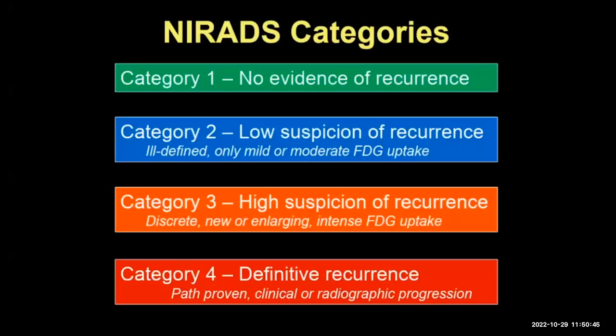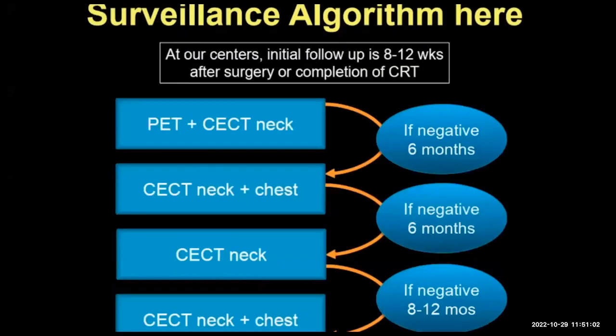Coming to the post-operative imaging, I request you to use a standardized way of reporting the post-operative cases, and in my clinic, I use NIRADS. The NIRADS categories range from 1 to 4, where 1 represents no recurrence of disease, NIRADS category 2 is low suspicion of disease, NIRADS category 3 is high suspicion of disease, and NIRADS category 4 is definitive recurrence. So let's look at the algorithm to follow.